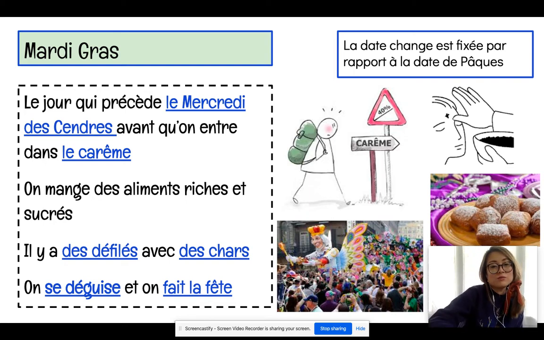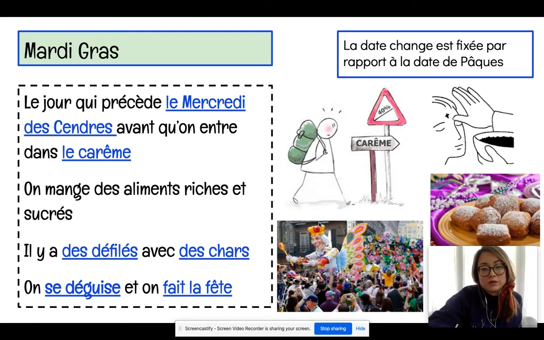Et pour le Mardi Gras, on mange des aliments riches et sucrés. So Fat Tuesday is what this translates to, and that's because it's right before Lent when you would give something like that up. So you indulge yourself in all these things.